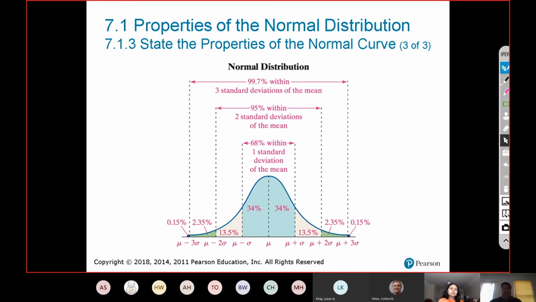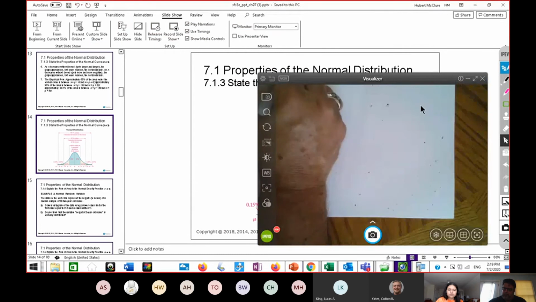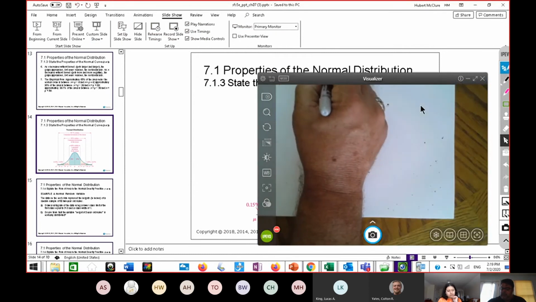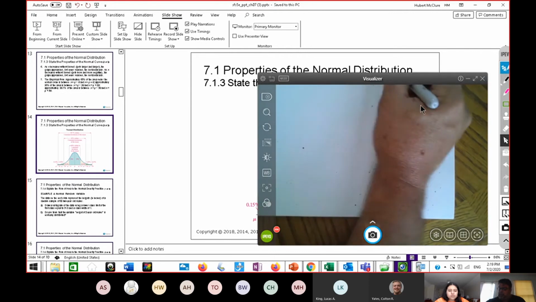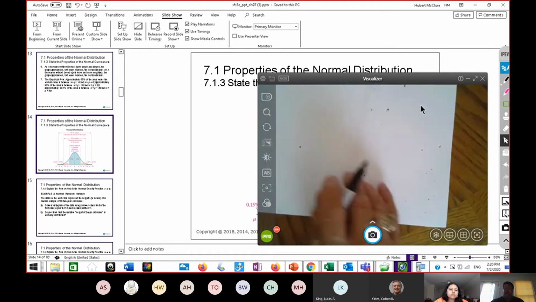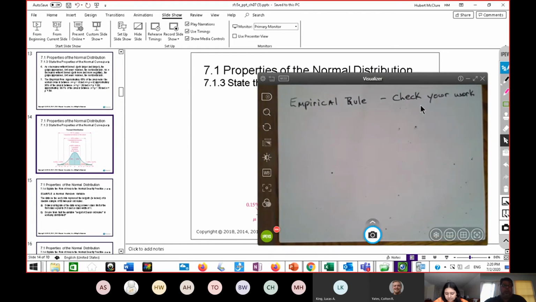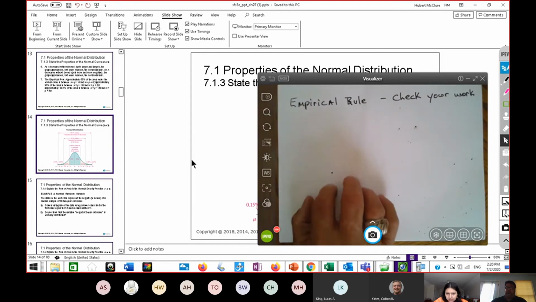All right. You're going to be using the empirical rule as a checker. You're going to be using the empirical rule to check to see if you're in the right area. So when you're talking about the empirical rule, you're going to use it as a checker. Check your work. If your empirical rule says that your answer should be around 2 and you get 6, then you know something's wrong. So we're going to be using the empirical rule to check your work and to make sure that your answers make sense.